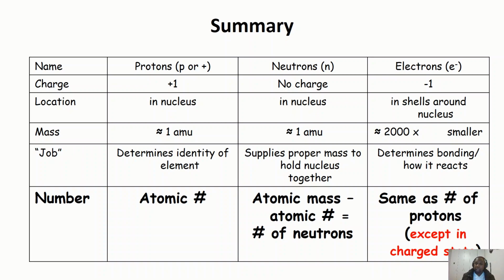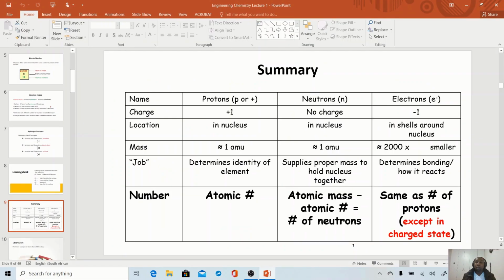For electrons, they are the same as the number of protons, but we have some exceptions. If that particular atom is in a charged state, then the number of electrons have been affected. So it's not going to be the same as the number of protons when they're in a charged state. But when they're just in a normal state, in a ground state, the number of protons is equal to the number of electrons.